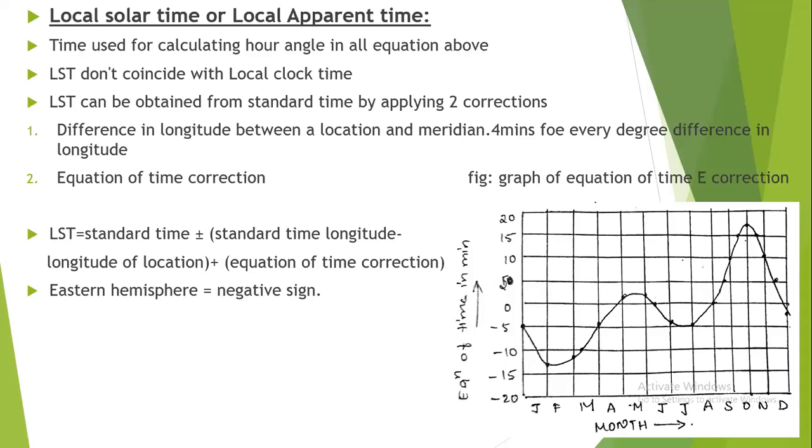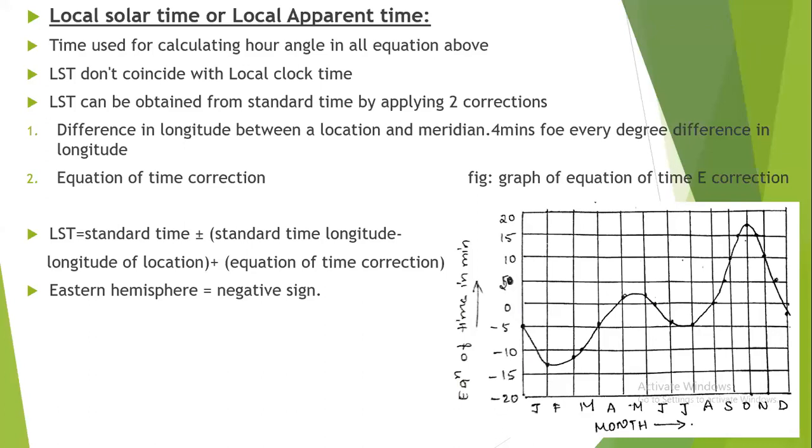Local clock time is our standard time, what we see on the clocks. Local solar time is not equal to the time we see on the clocks; it is different from the clock time. This difference is due to two corrections. If you make two corrections to the local time you see on the clock, you will get the local solar time. We will see the corrections now.